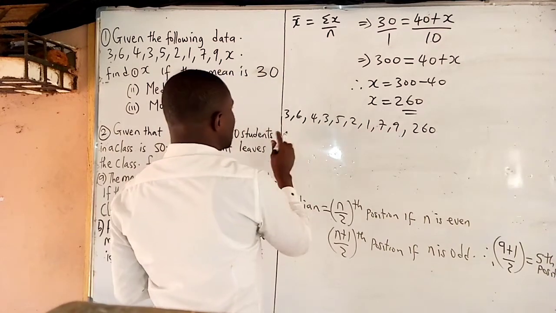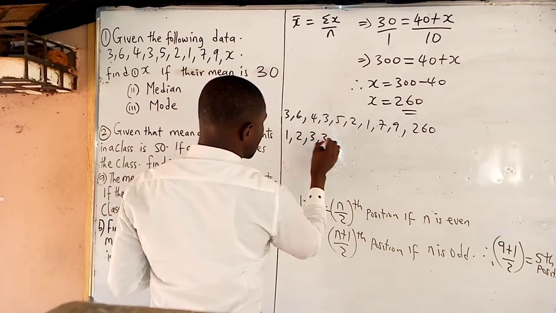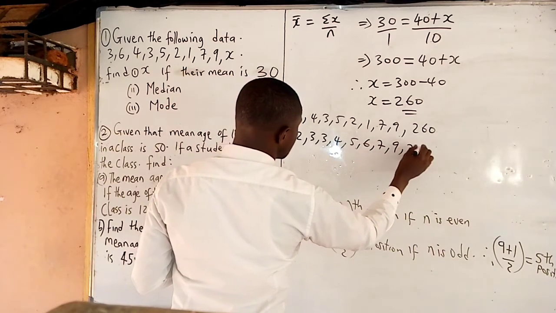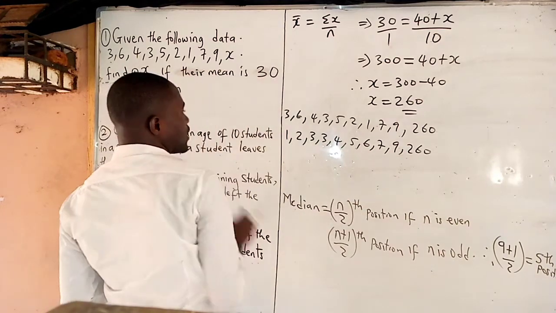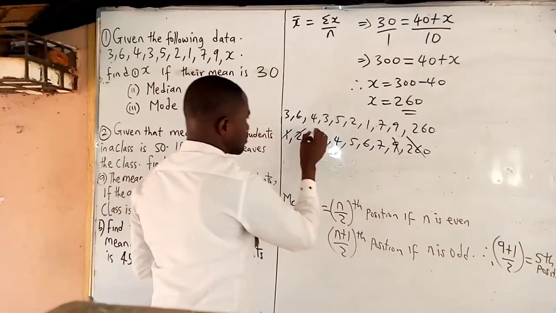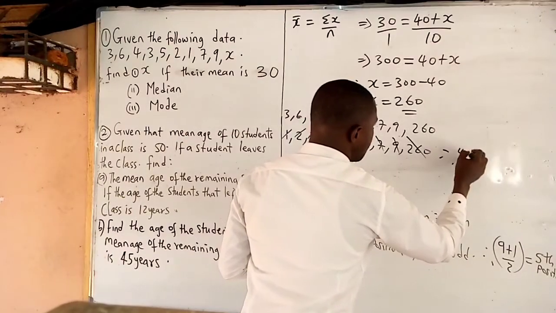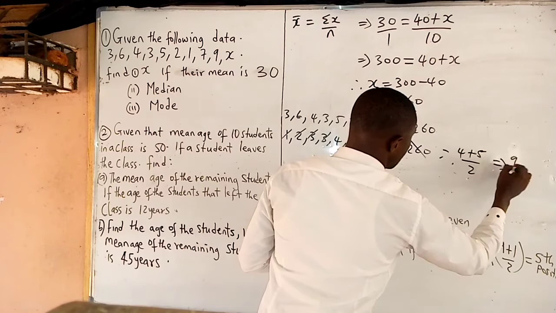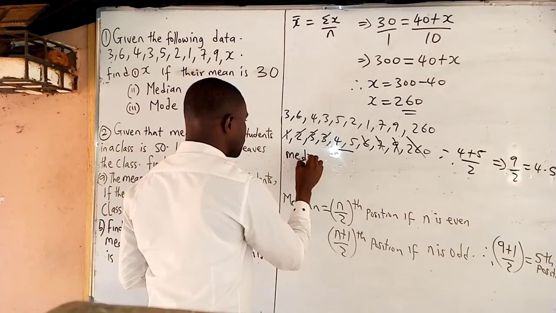Okay. Rearranging in ascending order, I will start with 1, 2, 3, 3, 4, 5, 6, 7, 9, 260. 1, 2, 3, 4, 5, 6, 7, 8, 9, 10. Now, how do we get the median? Two numbers will fall in the middle. Therefore, 4 plus 5 all over 2. That will be 9 over 2. That will be 4.5. So median equal to 4.5.